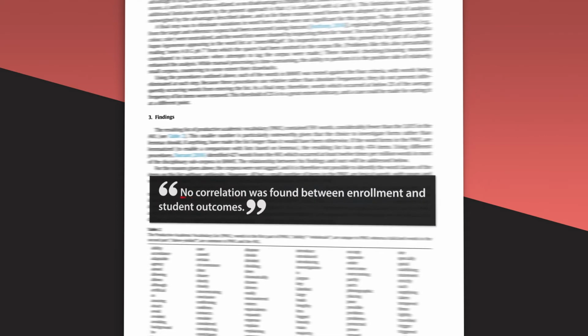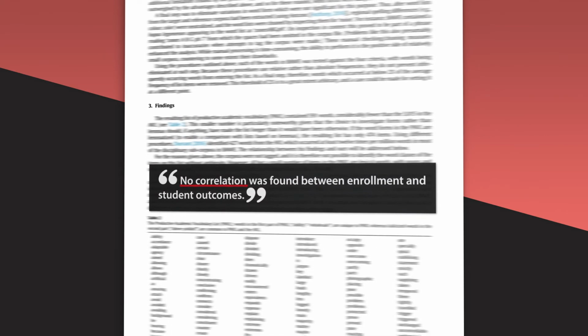When researchers start a project, they have hypotheses or expectations about what the results could be. The results section addresses these expectations. For example, in this study, the researchers thought that there might be a relationship among certain variables, but there wasn't. No correlation was found between enrollment and student outcomes.